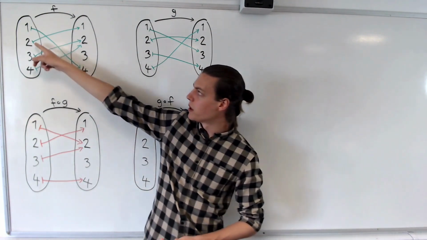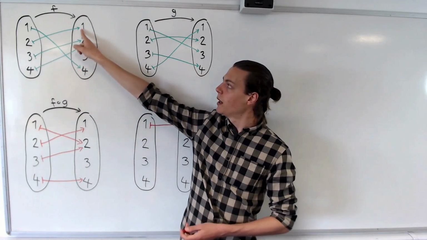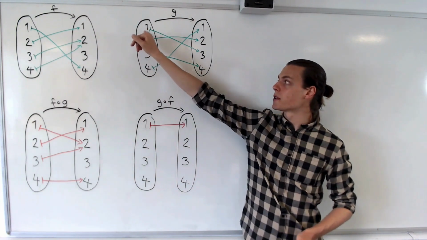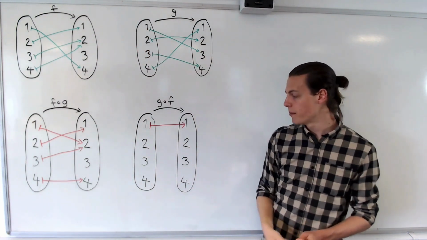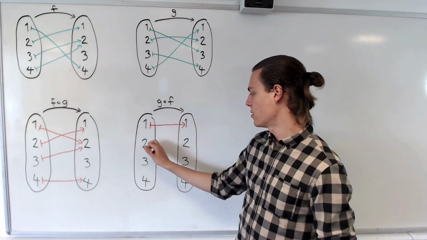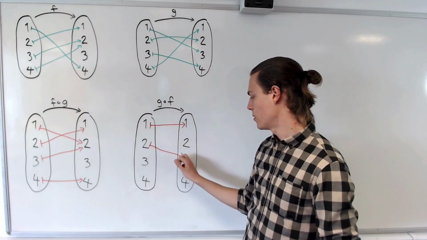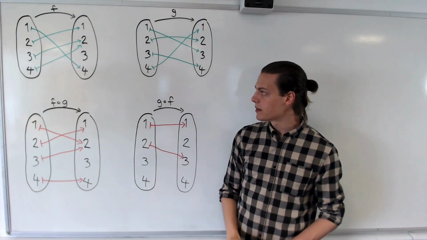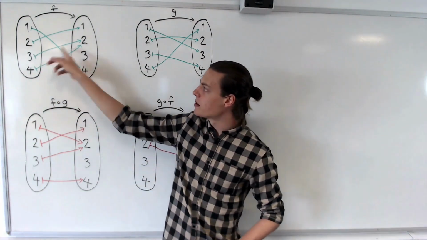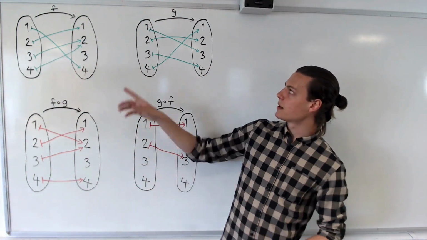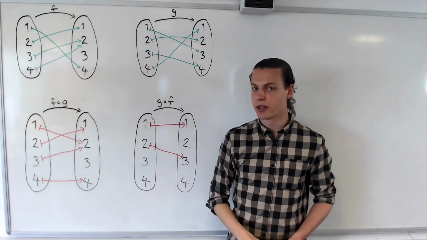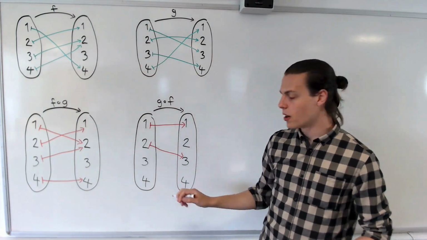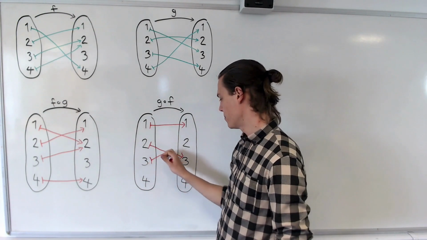F maps 2 to 1, and then G maps 1 to 3, and so the composition maps 2 to 3. Next, F maps 3 to 2, and G maps 2 to 2, and so the composition maps 3 to 2.